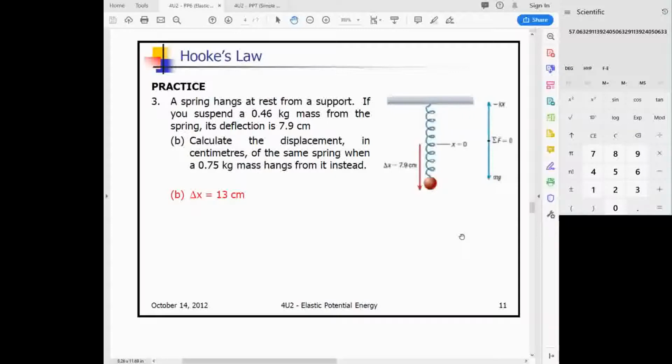Now we're asked to calculate the displacement in centimeters of the same spring when we have a 0.75 kilogram mass hanging from it. So actually what I'll do is store this in my calculator's memory so I can recall it whenever I need to. And what I have is a 0.75 kilogram mass multiplied by 9.8. So this is my force. I have to divide this by the spring constant, which was 57.06. I use the exact value, and I get 0.1288. I have to round to two significant digits, where I get 13 centimeters.